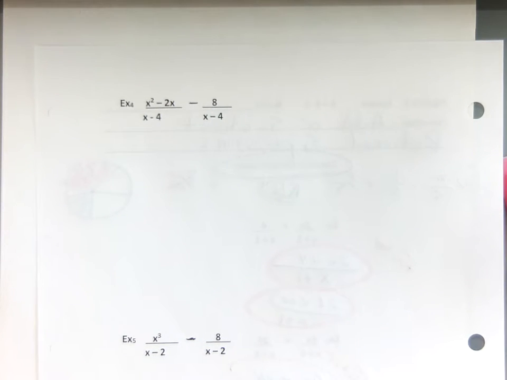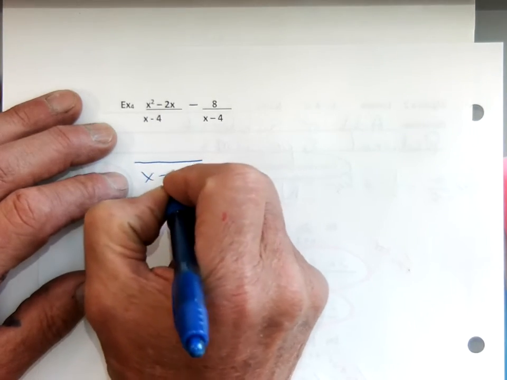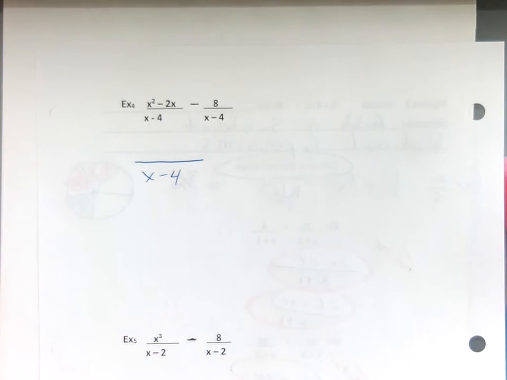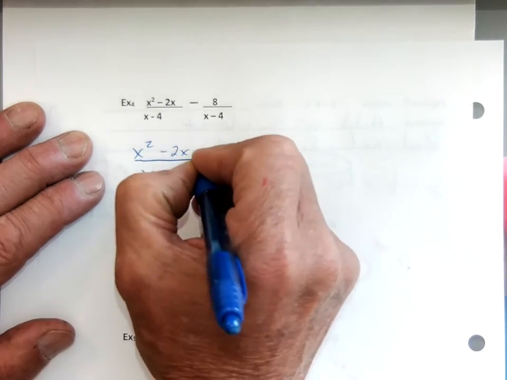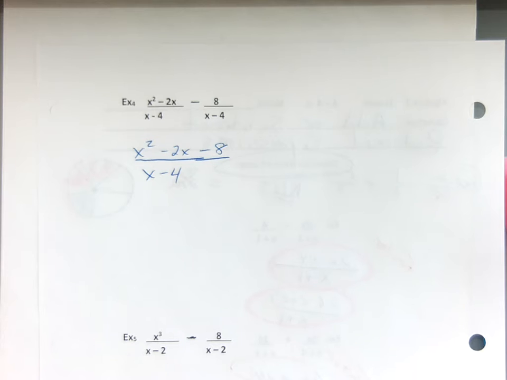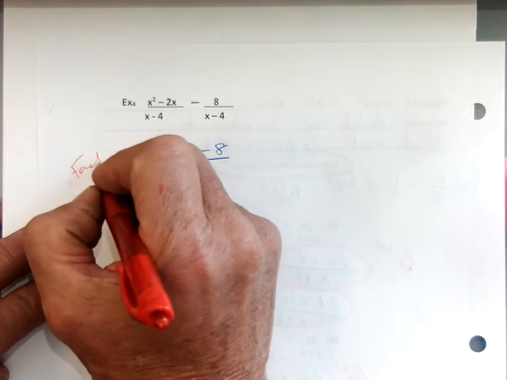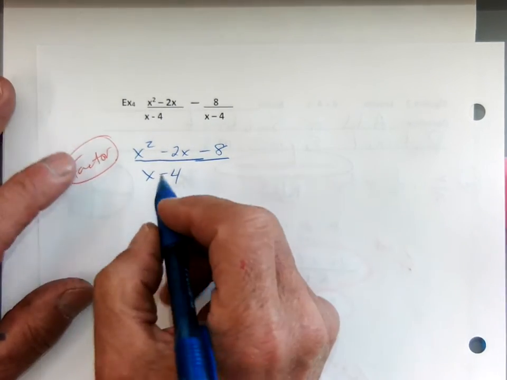Do you have a common denominator? Yeah. Write it down. So let's put the numerator together: x squared minus 2x minus 8, right? Can I factor? It might reduce if I can factor. Will it factor? I think it will. I think the numerator will factor.